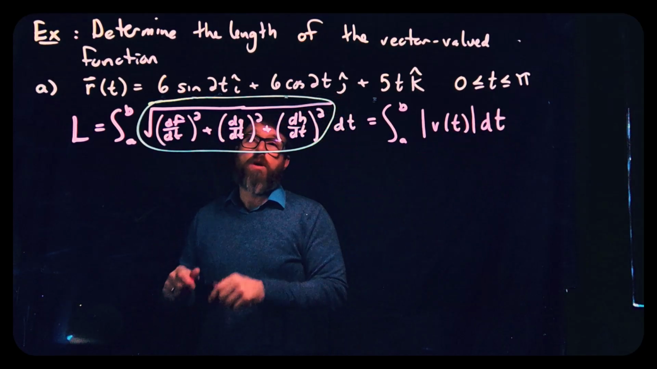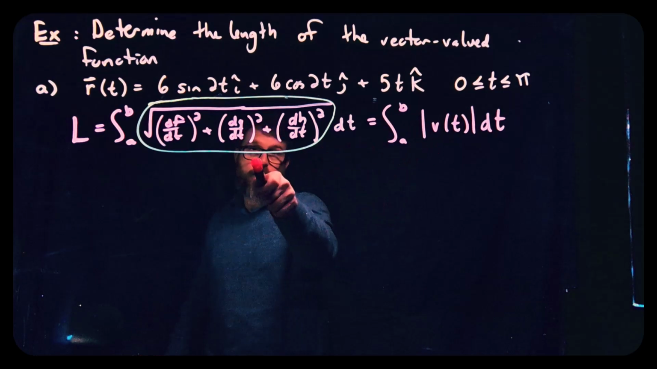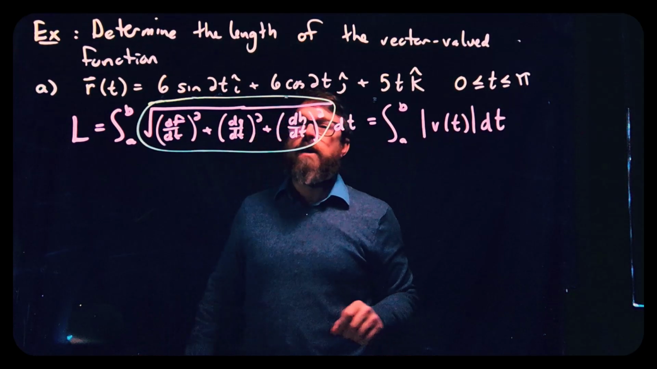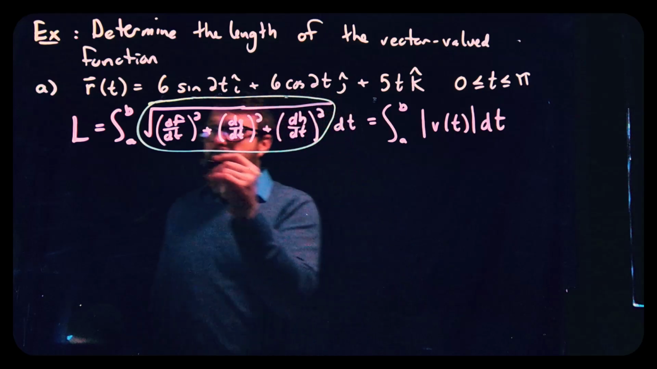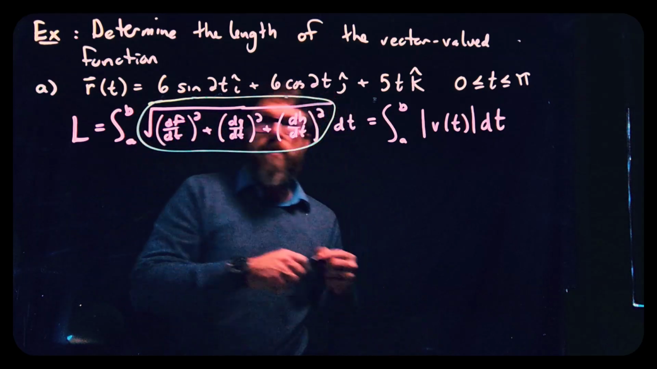Which is what we tend to use more often because it's a lot easier and faster to write this than this, knowing that they are equivalent. Okay, so what we can now do is we can just evaluate this function.